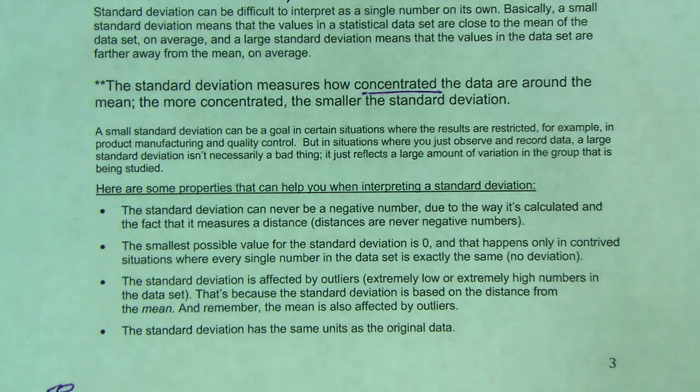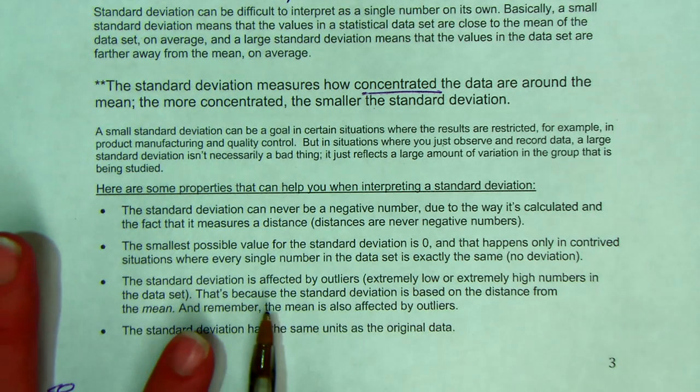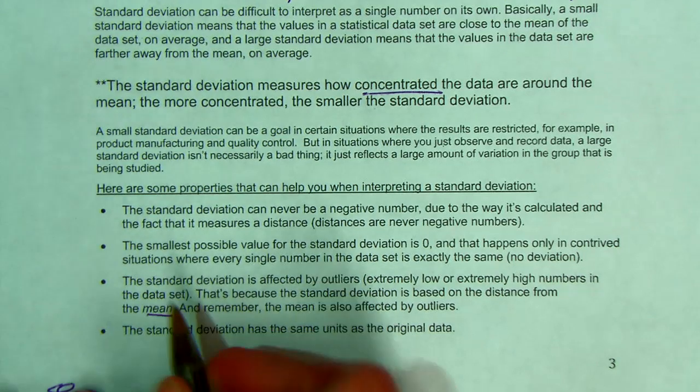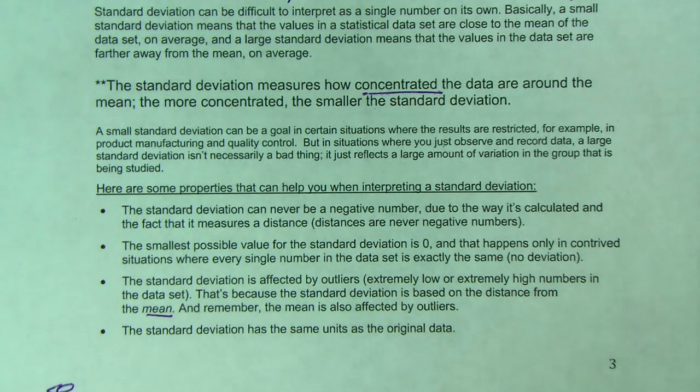It doesn't change. It's the same number every time. Okay, it is very much affected by outliers. If you have an extremely low or an extremely high number, it's going to affect your standard deviation because it affects the mean. If you have an outlier, it really skews the mean, either below or above. So if it's going to skew the mean, it's going to skew the standard deviation because it's based on the mean.